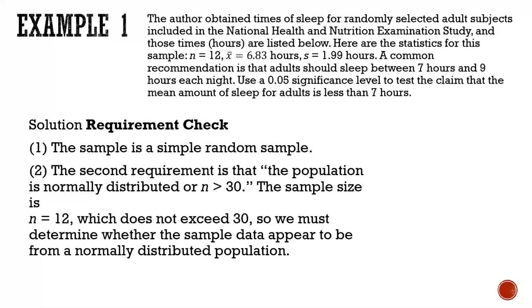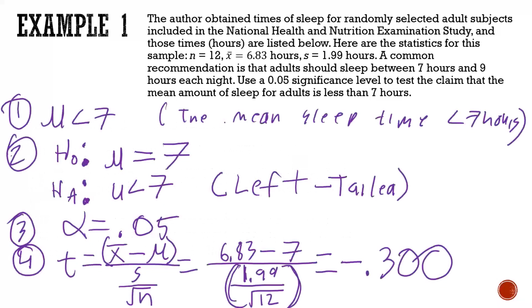So here's the problem that we had. We checked the requirements. Let's just remind ourselves what we did. Step number 1 is you always look at your original claim.